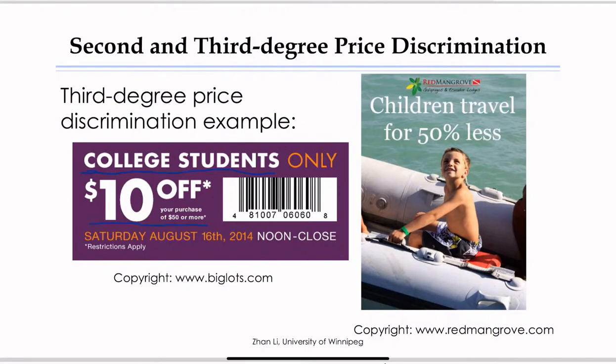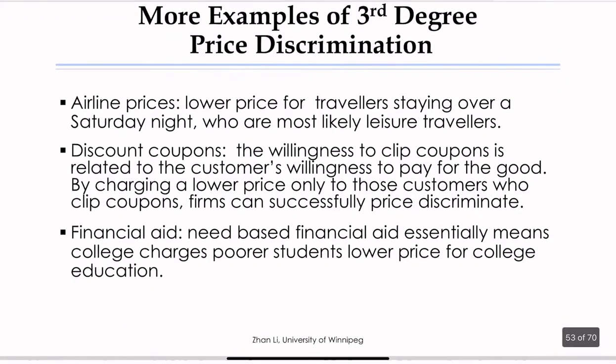So in this case, in the market for college kids, the firm is willing to charge a lower price. And then this: children travel for 50% less. Then again, it's the market for adults and the market for children. So for children, the firm is charging a lower price, at least a 50% discount. Now, we have more examples of third-degree price discrimination.